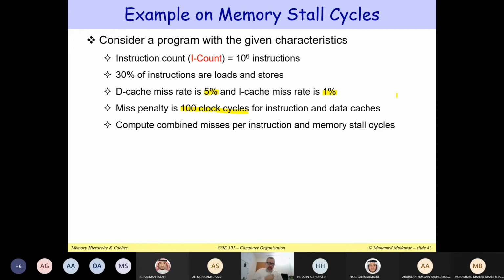Okay. So the question is to compute the combined misses per instruction and the memory stall cycles. So how do I solve this problem? There are two parts.